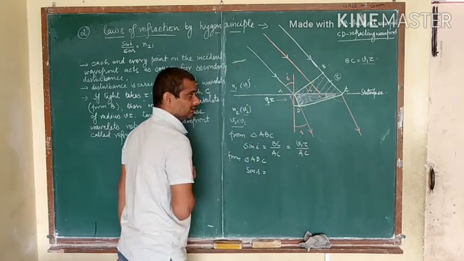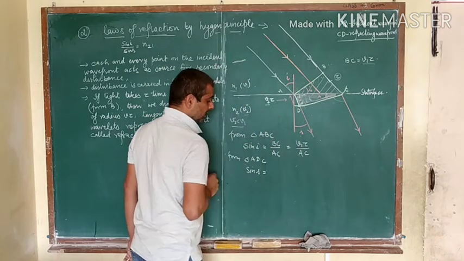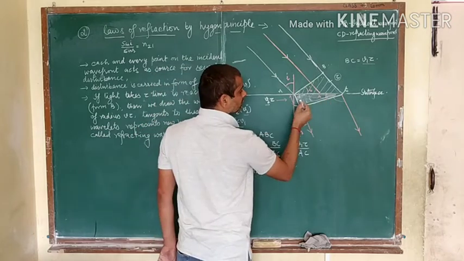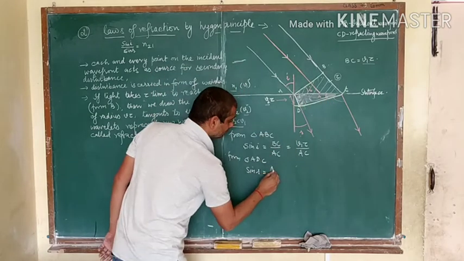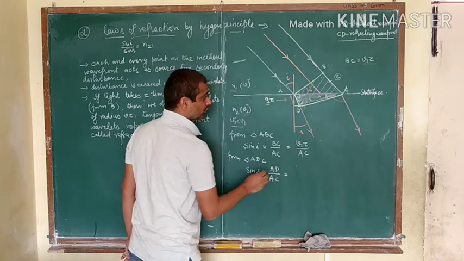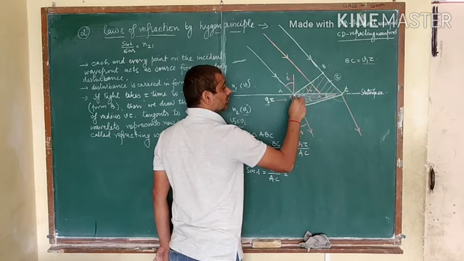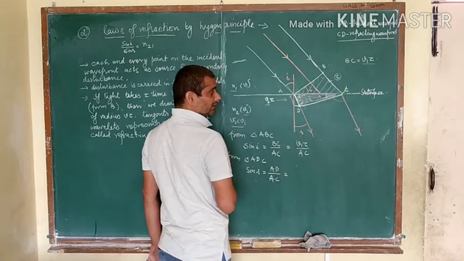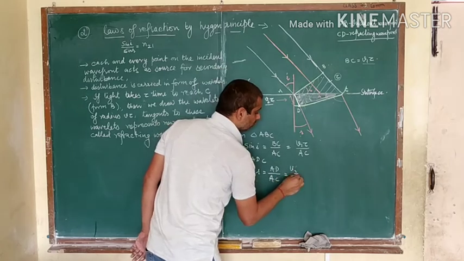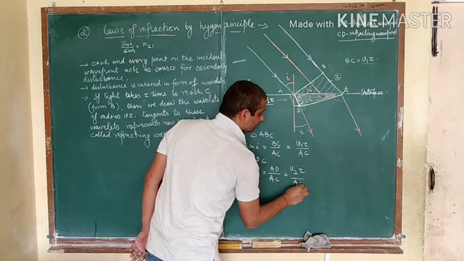this one triangle. For this triangle, I am going to calculate what is sine R. So sine R is the front side, that is AD, divided by AC, the hypotenuse. So AD is from here. So this is the radius of this wavelet. The radius of the wavelet is what? V2 tau. So it is V2 tau divided by AC.